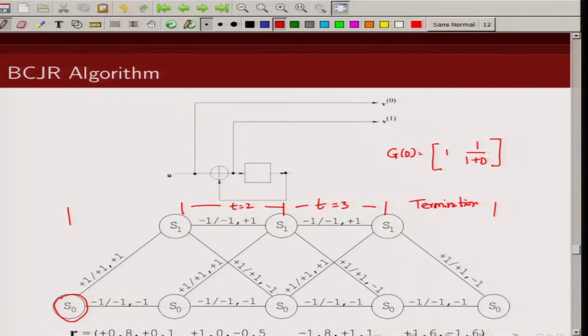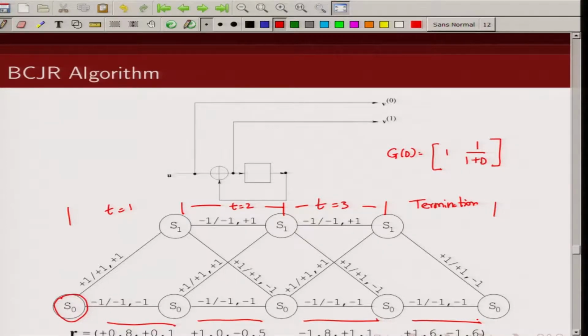So, I bring this encoder back to the all 0 state. Now, this is a rate 1/2 code, so for each trellis section I am receiving 2 bits. At time t equal to 1, what I received is these 2 bits: 0.8 and plus 0.1. For t equal to 2, I received plus 0.1 and minus 0.5. For t equal to 3, I received minus 1.8 and plus 1.1, and during the termination phase, I received plus 1.6 and minus 1.6.